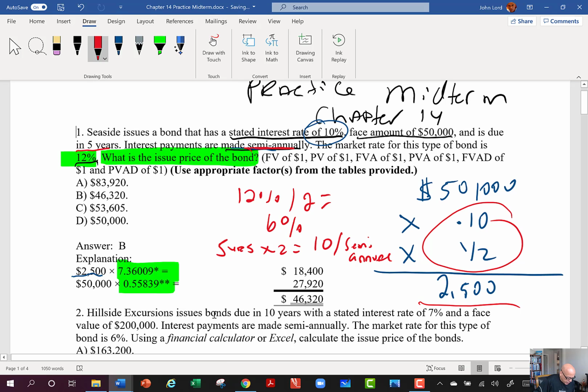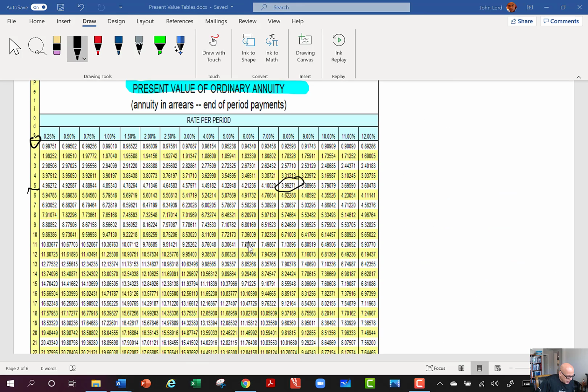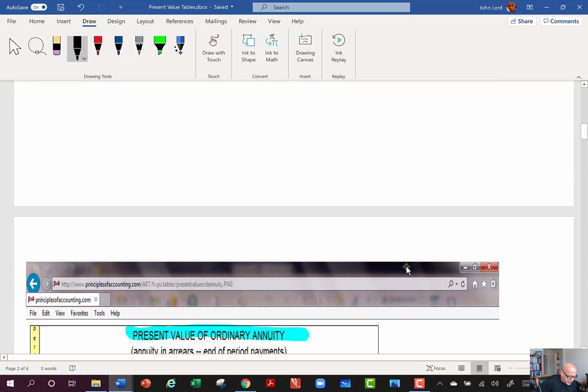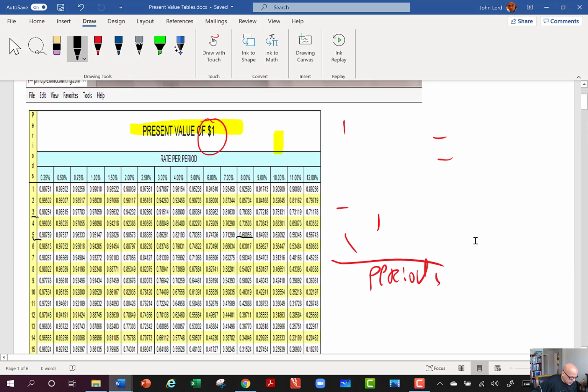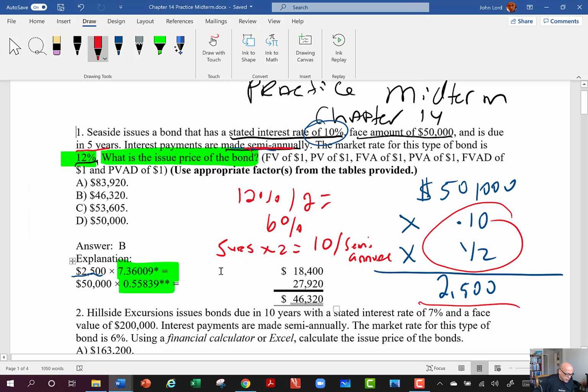Okay, good. So now that I know that, I can go ahead and find these factors. And for the principal, I go to 10 periods, 6%, and of course I'm on the wrong table. That's present value of an annuity. I'm going to do the face amount first. So it's 10 periods, and 6%. That gives me that factor right there, 0.55839. I look back at the problem just to verify what the solution gave me: 0.55839. We're good there.